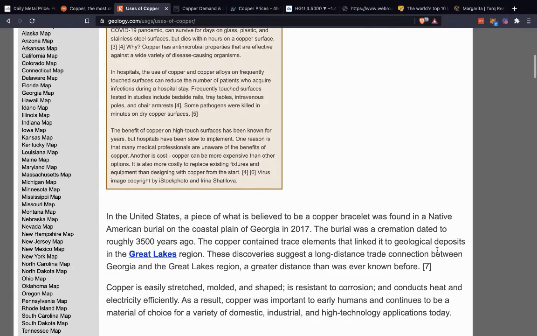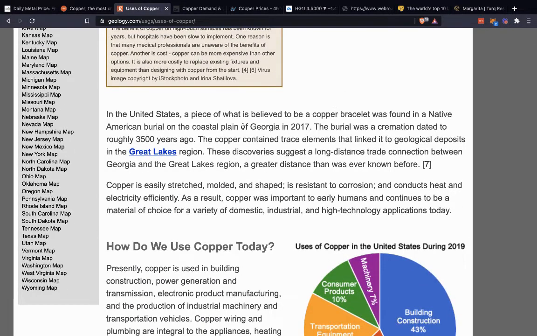The history of copper, the Bronze Age, and then in the United States, a piece of what is believed to be a copper bracelet was found in a Native American burial on the coastal plain of Georgia in 2017. By the way, where I'm heading is not Georgia in the United States, it's Georgia, the easternmost country in Europe, like Tbilisi, Georgia, right on the Black Sea. So the burial was a cremation dated roughly 3,500 years ago.